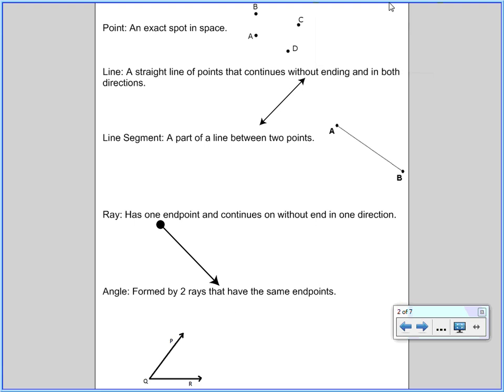This video is going to be all about geometry terms. So let's look at these terms first. The first one we got is a point. It's an exact spot in space. Now when I say space, I don't mean outer space with the stars and the planets.